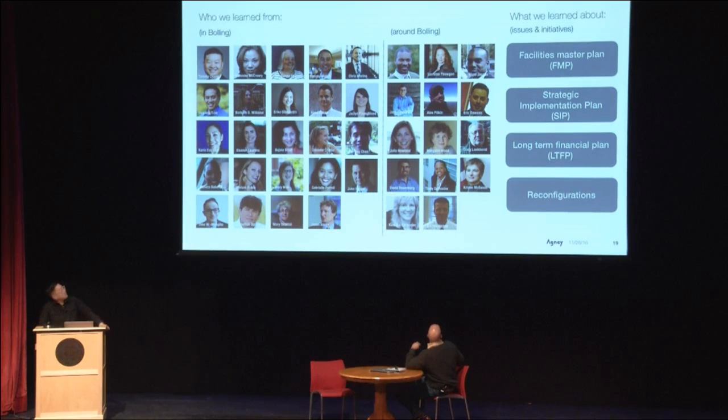So we've eventually ended up touching all 4 of those large buckets over there. The Facilities Master Plan is looking 10 years into the future and trying to understand how Boston schools should be configured. The Strategic Implementation Plan is another way of thinking about that, but from the lens of instruction and how to get there. The Long-Term Financial Plan is the Long-Term Financial Plan. And then reconfigurations is the thing that nobody wants to talk about. That's closures and openings and new construction and all that stuff.